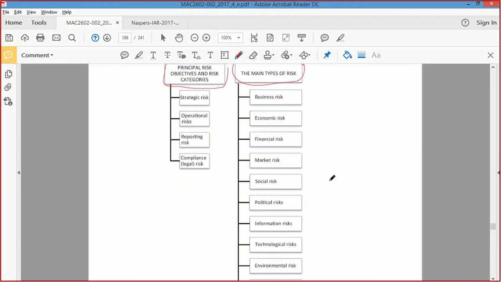I think the principal risk objectives are the bigger main core ones, the ones that you'll probably feel more internally, within your business. And I think the main types of risks are the ones that might not really be in your control, but you will feel nonetheless within your business. Okay, yeah, you're right. So it's looking at categories.